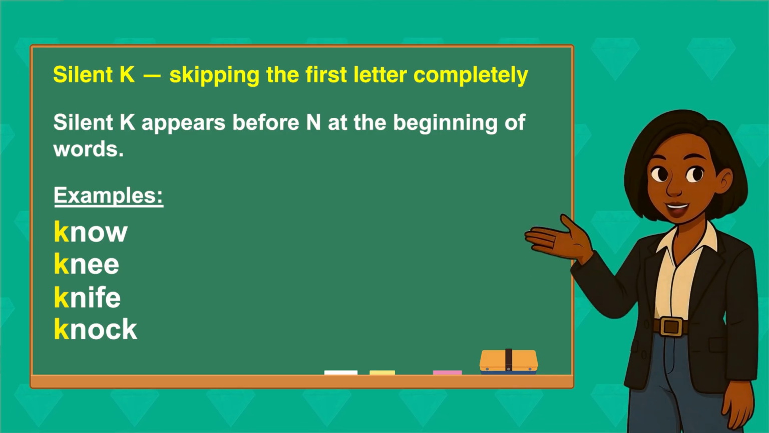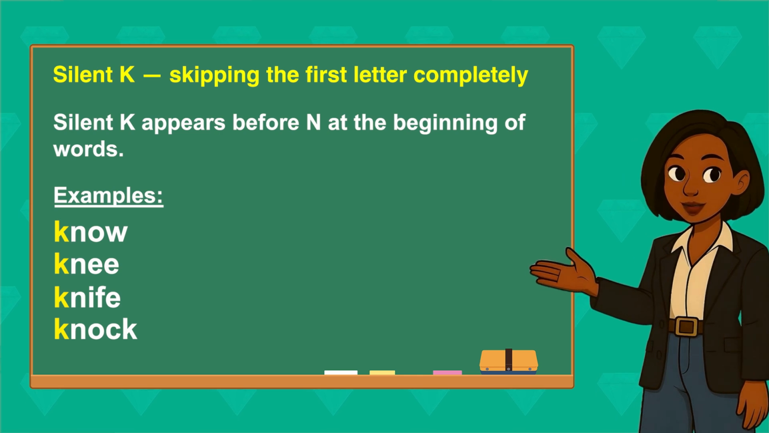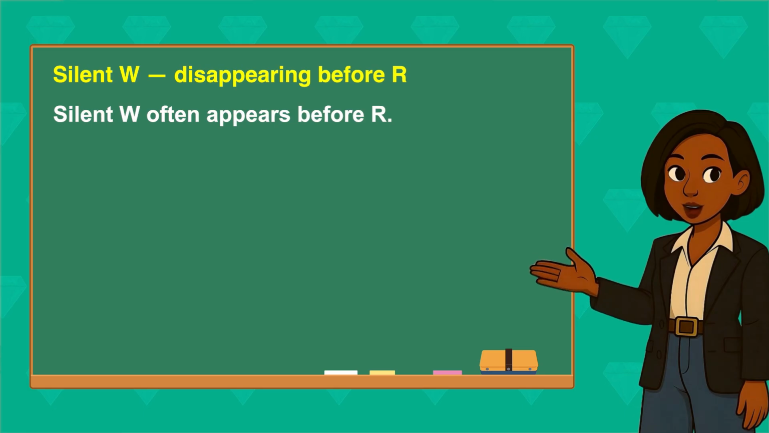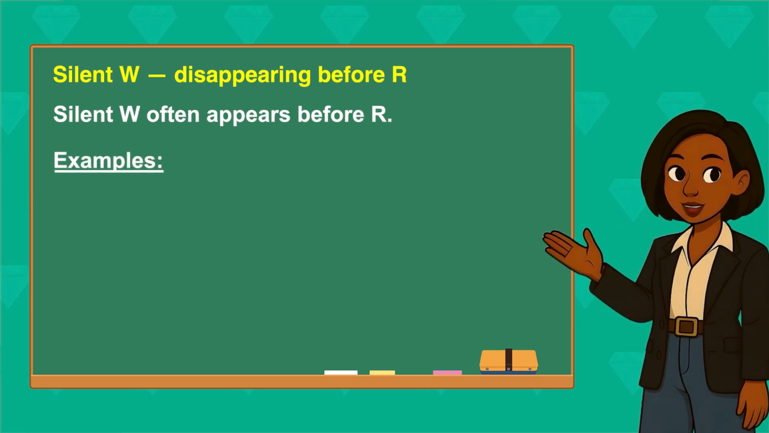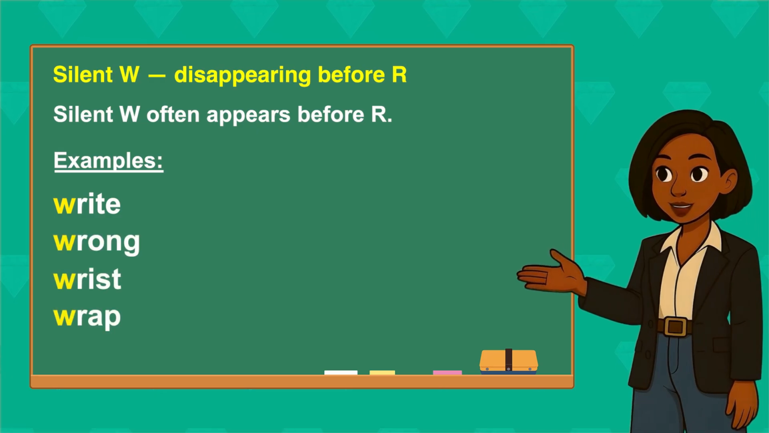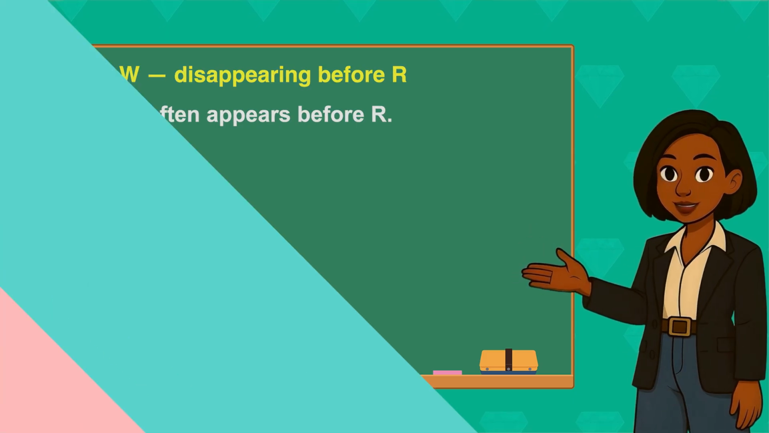Once you're comfortable skipping the K, there's one more silent letter that behaves in a similar way before another sound. Silent W often appears before R. Examples include right, wrong, wrist, and wrap. Even though the spelling starts with W, the sound starts with R.